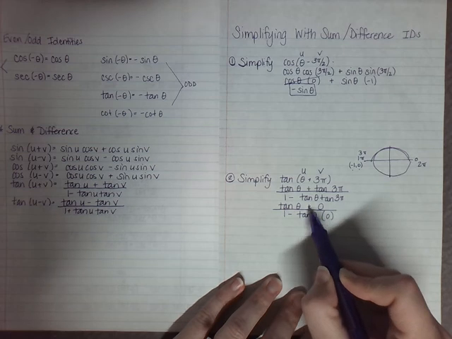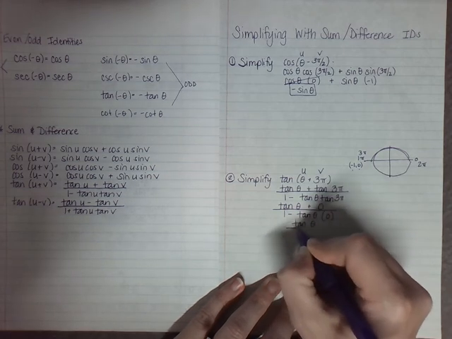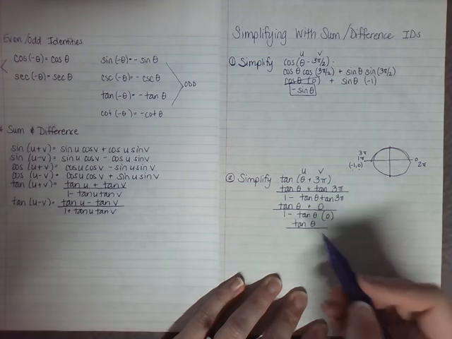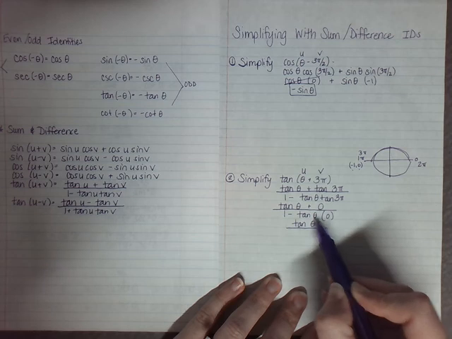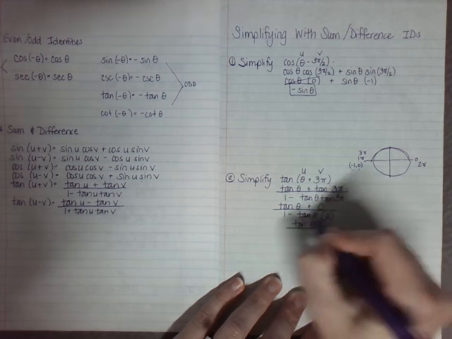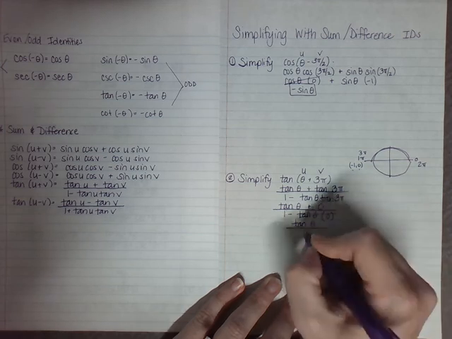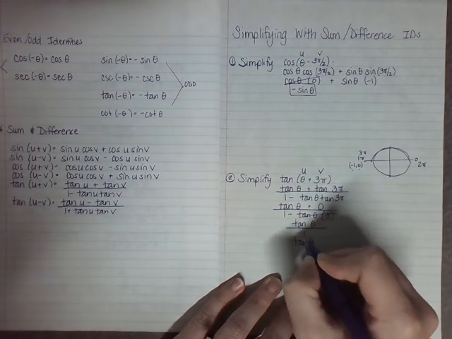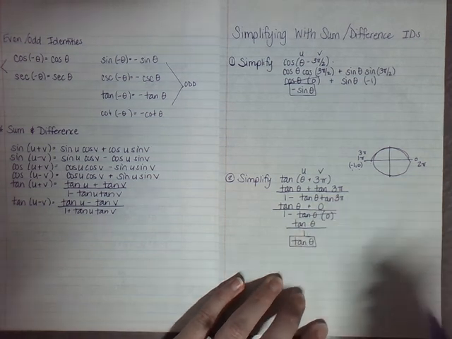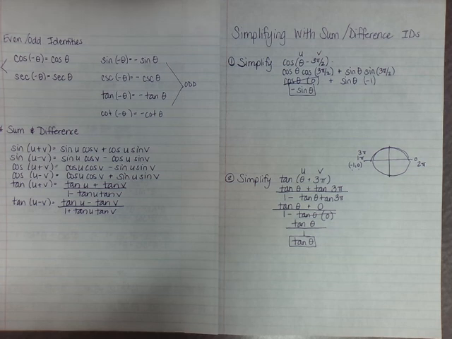The tan of theta plus 0 is just tan of theta. On the bottom, it's just going to be a 1 because tan theta times 0 goes away, because anything times 0 is 0, so we're just left with a 1 on the bottom. So our simplified answer is just tan theta. So these identities can actually be pretty useful whenever you have something that you want to simplify.